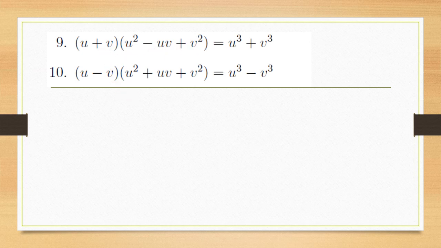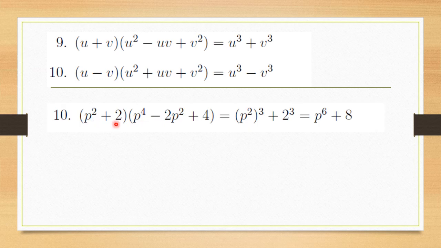For example, we've got a binomial and a trinomial. We first verify. This is a plus here and a minus. Yes, that satisfies the condition: opposite. Next, u and v. Obviously, your u will be p squared and your v will be 2. So if that is your u and that is your v, then the first term of your trinomial should be the square of your u, p squared squared, exactly. And then the last term would be the square of 2, which is 4, correct. And the middle term should be a negative uv, or the negative of p squared times 2, or 2p squared. Exactly the same.